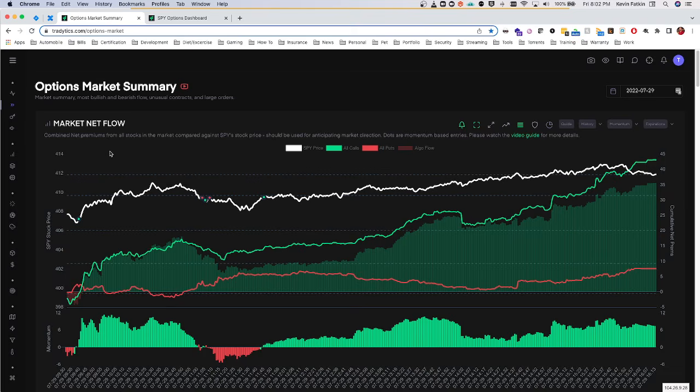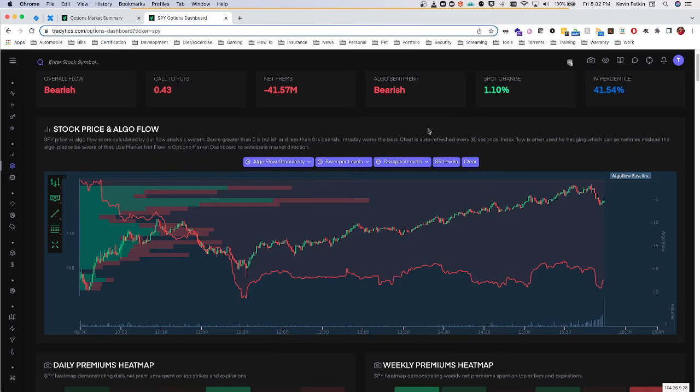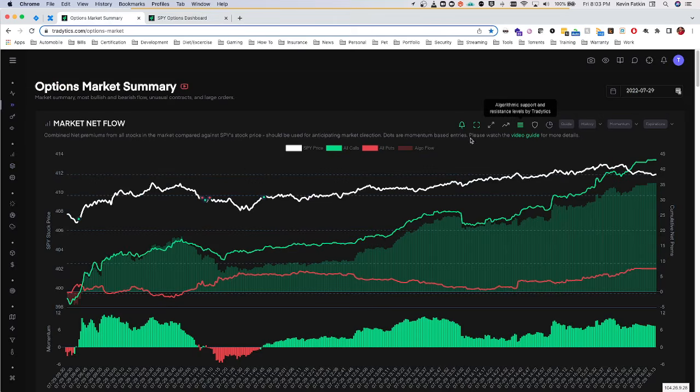You can plot these on your own chart, but if it's helpful to you or you have difficulty plotting levels, I highly recommend giving these a try. You can find this in other places on the site too. Again, on the options dashboard, you can choose support and resistance levels, and you can see them here as well. But it's convenient that we have them on Market Net Flow.